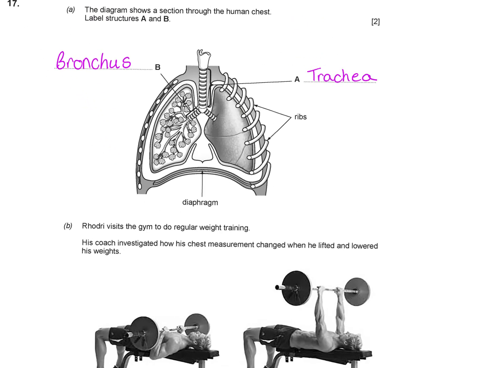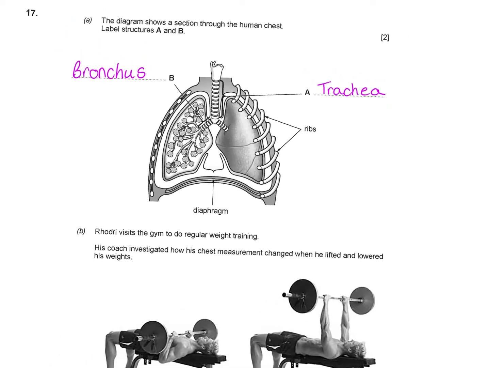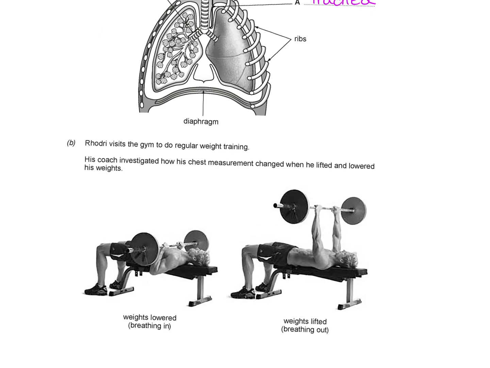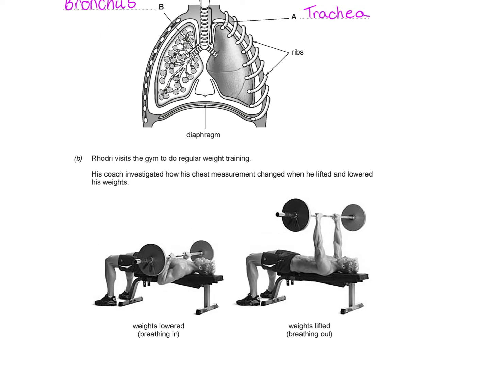Question then again, see, same kind of things come up all the time. So labelling the trachea, which is this bit here, and then the bronchus. Okay, remember these bits, the bronchioles, and then the alveoli. Then there was a bit of information about what Roger was doing in the gym, him lifting weights. It did carry on the next page.